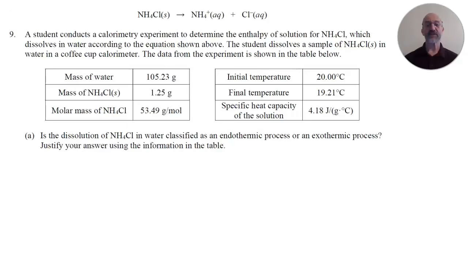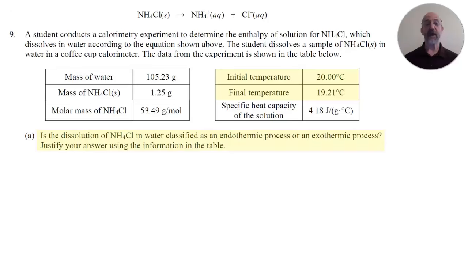Now, in this question, let's focus our attention on the change in temperature, so we can see that before the solid ammonium chloride was dissolved in water, the initial temperature of the water was 20 degrees Celsius, and then after all of the solid ammonium chloride dissolved, the final temperature of the solution was 19.21 degrees Celsius. So in part A of question 9, it asks, is the dissolution of ammonium chloride in water classified as an endothermic process or an exothermic process? Justify your answer using the information in the table.